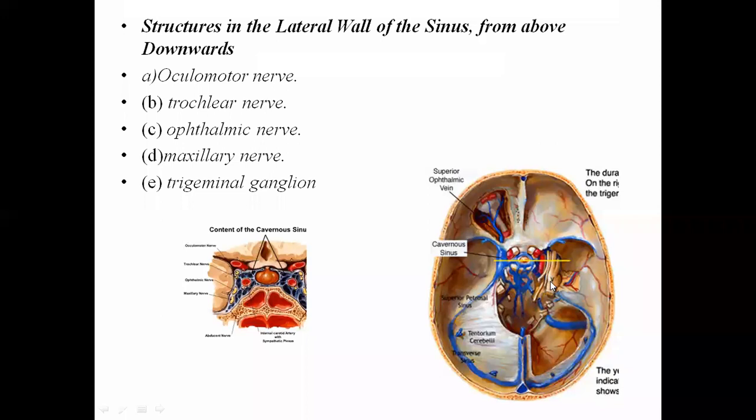Here we can see this. This is the trigeminal ganglion. Trigeminal nerve has a ganglion which has three divisions. At this area, the trigeminal nerve is dividing into three parts. Ophthalmic branch can be seen on the lateral wall. Then the maxillary division also can be seen on the lateral wall. And in this area, we have the trigeminal ganglion.